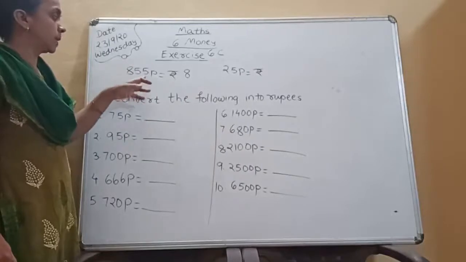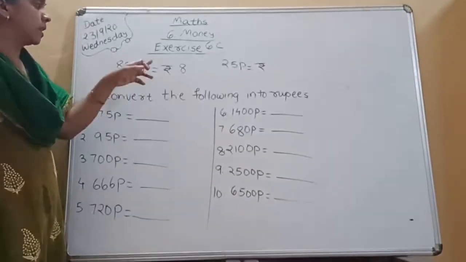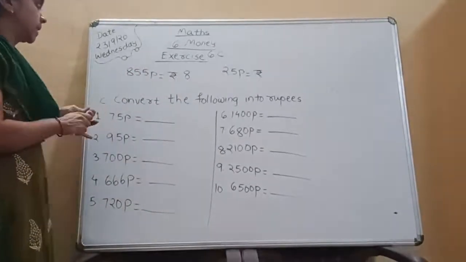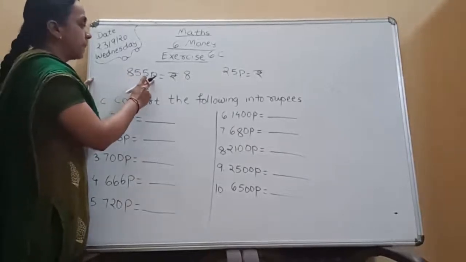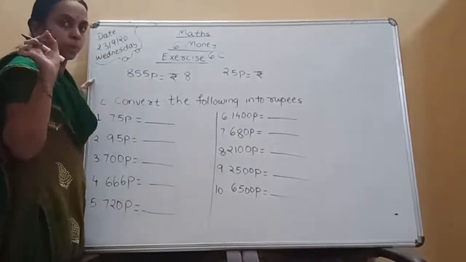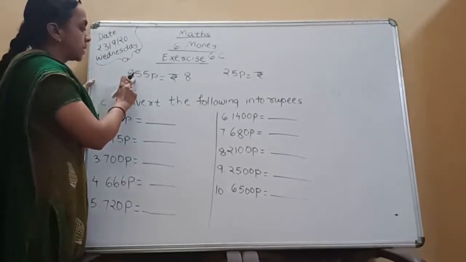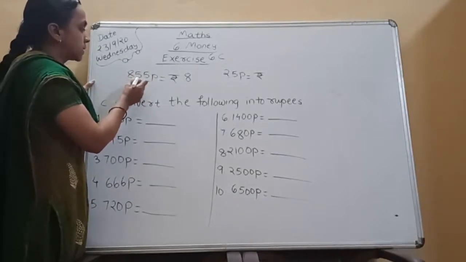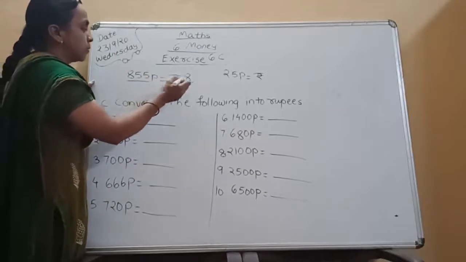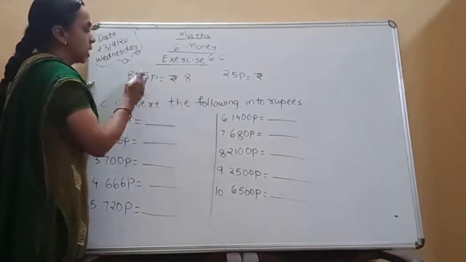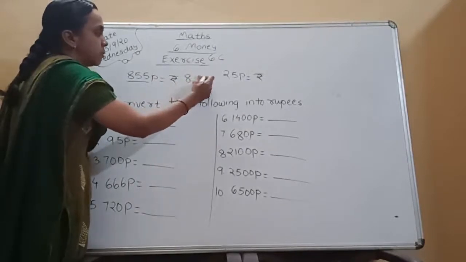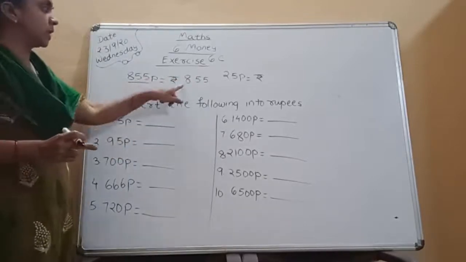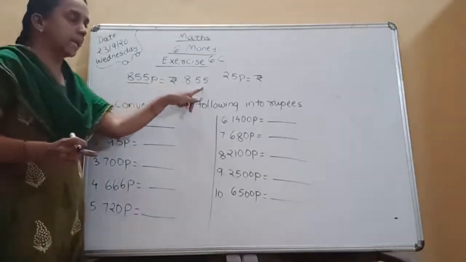Now see, we have to convert paise into rupees. Okay, so by using a very simple dot method we can solve this example. For example, see 855 paise equal to. So we have to put a dot after this first digit. Okay, so see here 855. This first digit, second digit, third digit. So we have to give a small dot here after this first digit, 8.55. Rupees 8.55. So in this way we can convert this paise directly into rupees.